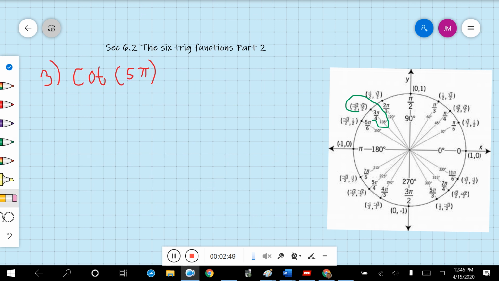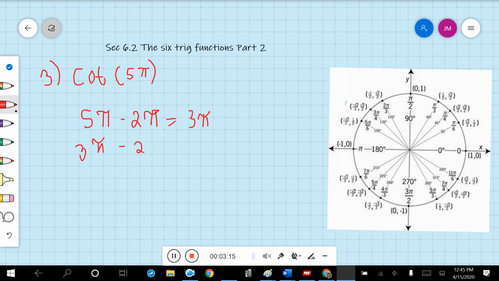Okay, let's take a look at another one. We're asked to find the cotangent of 5 pi. So 5 pi is not on our unit circle, so we have to figure out what's coterminal with it. So we take 5 pi, we subtract 2 pi to get 3 pi. 3 pi is still not on our unit circle, so we take 3 pi, subtract 2 pi, it's pi.